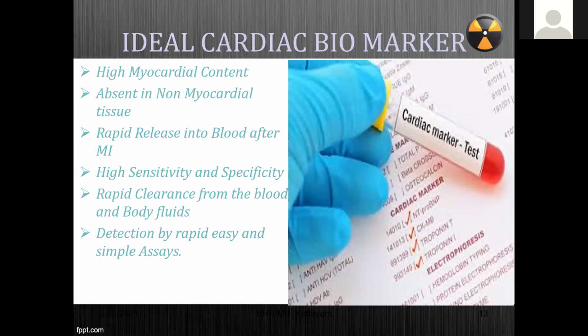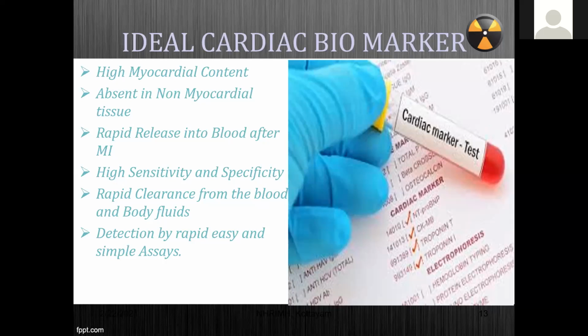One is high myocardial content, meaning it should be high in the myocardium rather than in any other tissues. If you want to go for a blood sample, it is easily accessible. So what is the ideal cardiac biomarker? It should be high in the myocardial content, myocardial muscle.